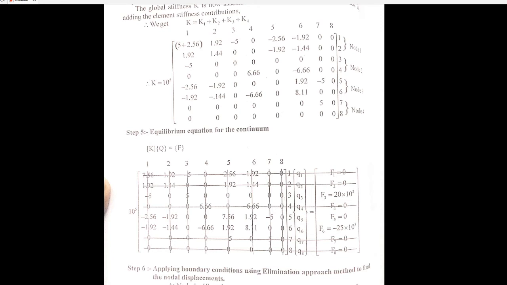Next step is the equilibrium equation, KQ is equal to F. Before that, the global force vector and global displacement vector. What is the global force vector? F1, F2, F3, F4, F5, F6, F7, F8. Now F1 is 0, F2 is 0, F3 is 20 into 10 raised to 3, F4 0, F5 0, F6 is minus 25 into 10 raised to 3, F7 and F8 are 0. Correct now?